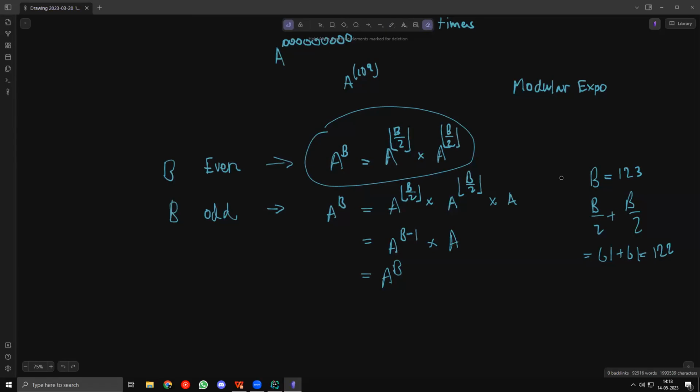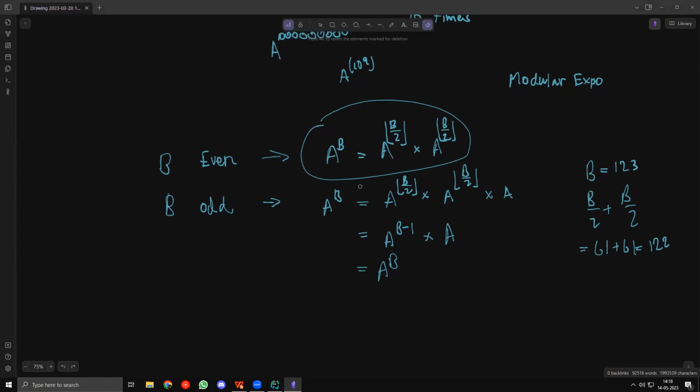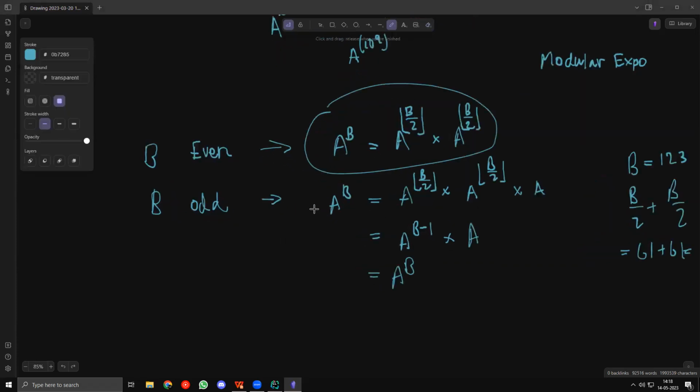Please let me know with +1 in the chat if this is clear. Okay, Ankit and Nikhil have got it. Naveen as well. Aditya, Atish, Piyal. Okay, everyone has got it. Akash asks me to repeat the odd case. Sure, I will repeat the odd ones.